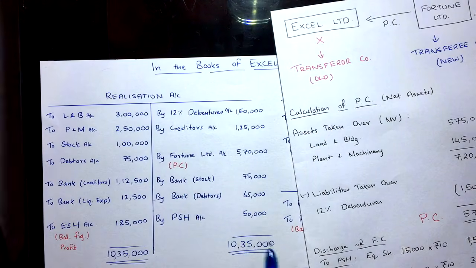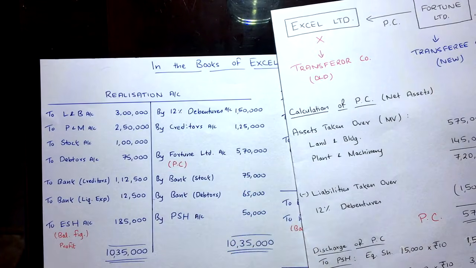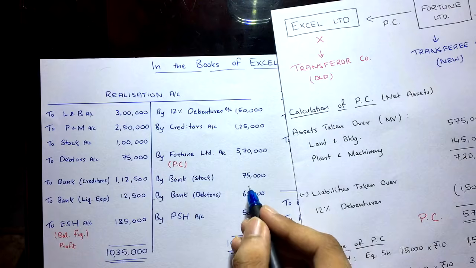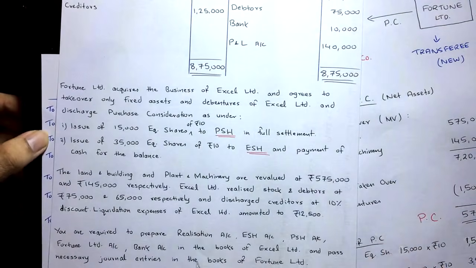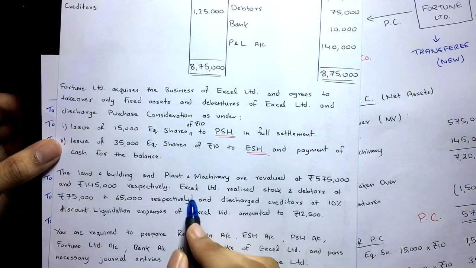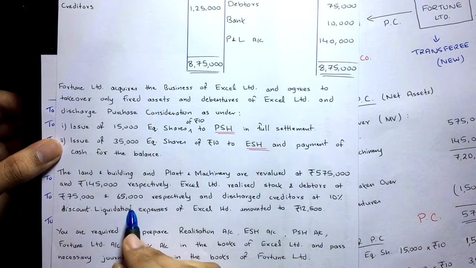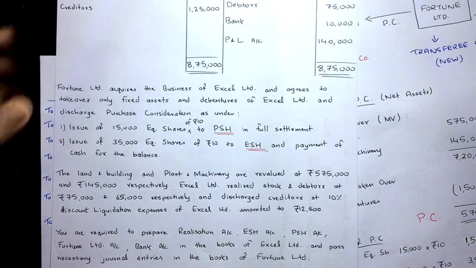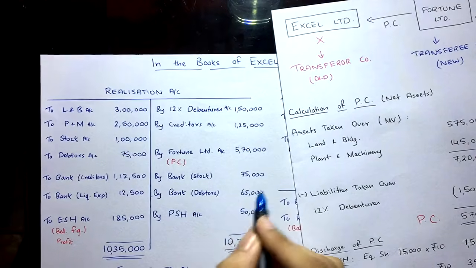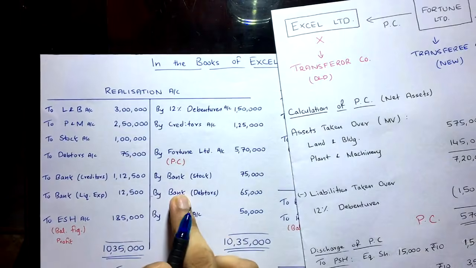Okay, stock, debtors, but at what values? Whatever values they have been sold. But if the selling value, the market value, is not given, then what you are going to do? Whatever book value is there, take them. But here in this question, the book values are given. See here, not the book value, the market values are given. See here, Excel Limited realized stock and debtors at 75,000 and 65,000. They sold stock and debtors at 75 and 65. So at those values you have to take them, you have to sell them here. The assets that are not taken over, you have to sell them yourself.